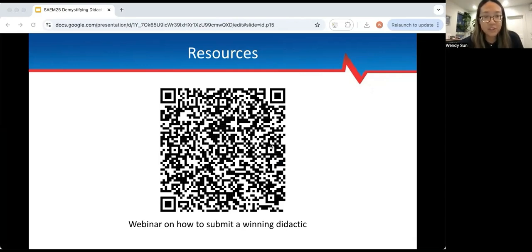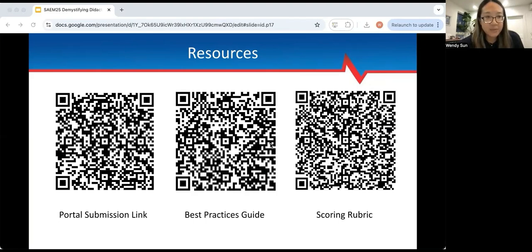So this first QR code is a link to our webinar on how to submit a winning didactic, where we go over the scoring rubric and things like that. And on the second slide, we have a couple of QR links, one taking the user to the portal submission link, another to our best practices guide, and the last to our scoring rubric.